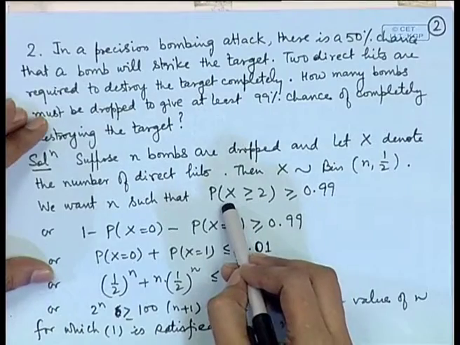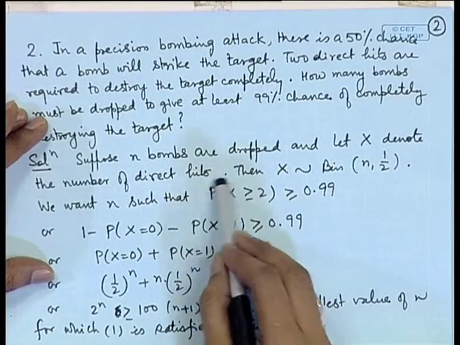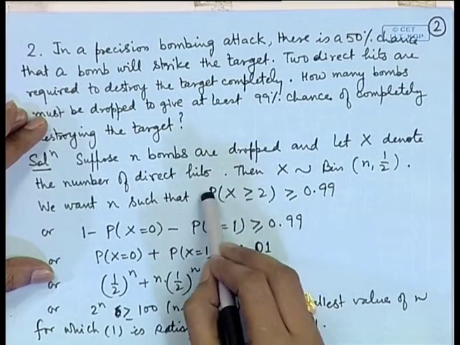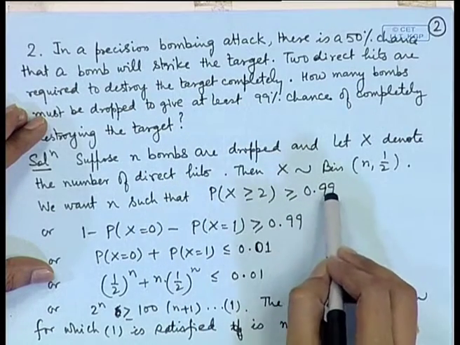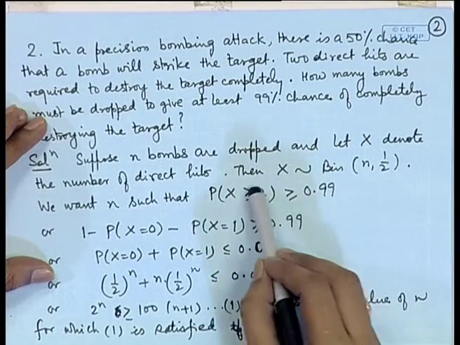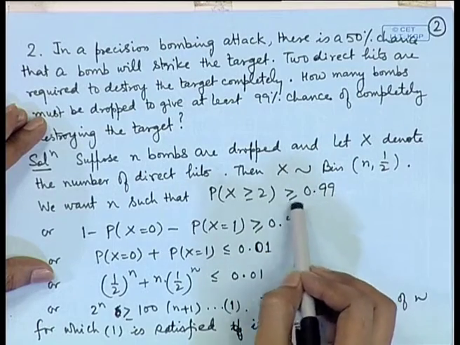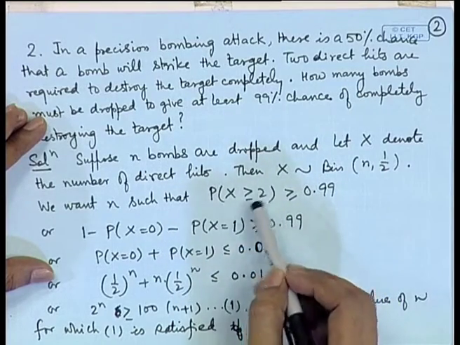Since we need at least 2 hittings, that means what is the probability that x is greater than or equal to 2. So, we want this probability to be greater than or equal to 0.99. That means, what should be the value of n for which this condition is satisfied. So, we apply the formula of the binomial probability mass function here.